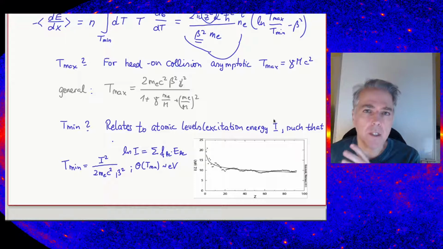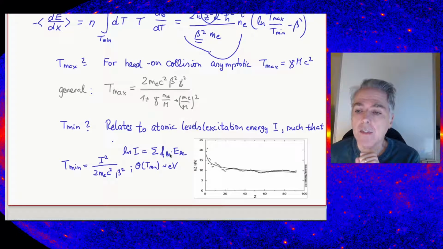The minimum energy is a little bit more complicated to deal with because you have to deal with the excitation levels, the energy levels of the underlying atom. And there's an approximation that's usually involved. So basically you calculate something which is called the average excitation energy, called capital I, and that relates to the oscillator strength of individual level Fk and the energy of each bound state level Ek. And then T min is given by I squared over beta squared m_e c squared. And there's a factor of 1/2 also involved here.